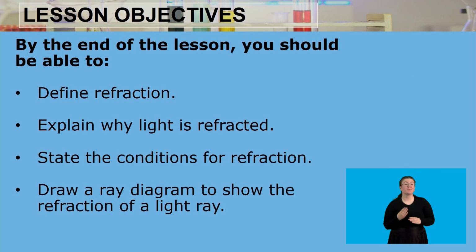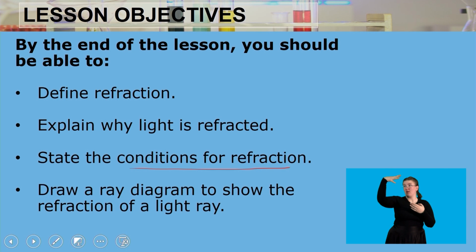So before we get to that point, by the end of this lesson, these are the things that I want you to have learned or to have known by then. Number one, you need to be able to define refraction, be able to explain why light is refracted, and then be able to state the conditions of refraction. And then lastly, I want you to draw a ray diagram to show the refraction of a light ray.